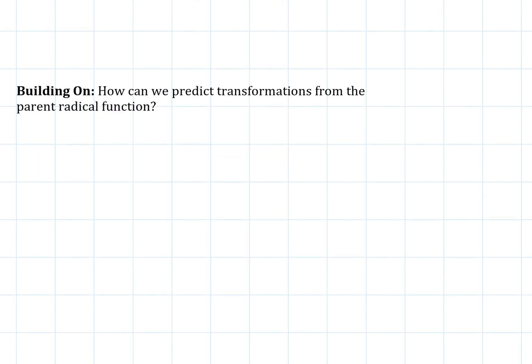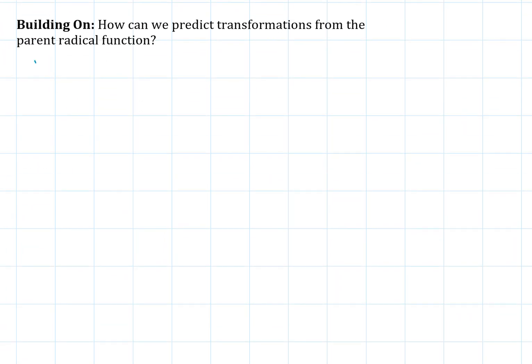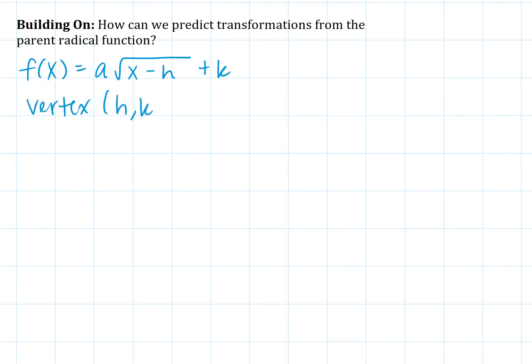If we had time to play around a little bit more, what you would notice is that this function in vertex form has the general formula a times the square root of x minus h, plus k, where the vertex is at (h, k). H behaves counterintuitively. That is, if, for example, we have x minus 3, you would think, oh, that would be to the left. Instead, it's moving to the right. K behaves exactly as we think. And a is the leading coefficient.